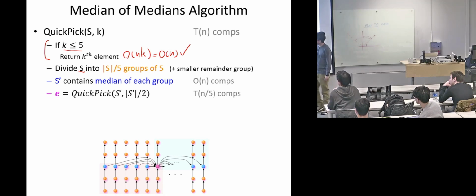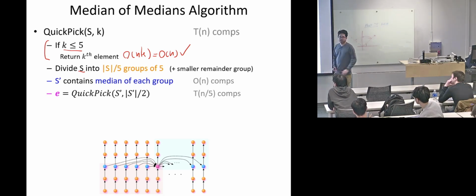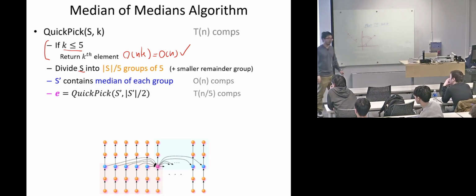Okay. And now this set of medians from the groups of 5, what I'm going to do is compute the median of the blue guys, and get to the middle of this. How do we do this? You just recursively solve the problem, because this is just a smaller set and we want to find the median. So just recursively look at this set S prime and find the middle guy. That's just recursion.